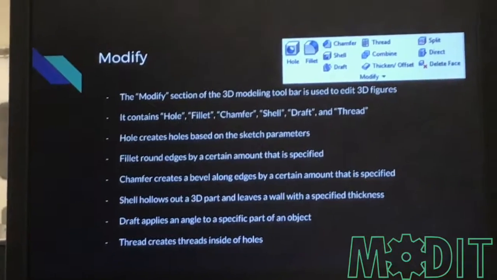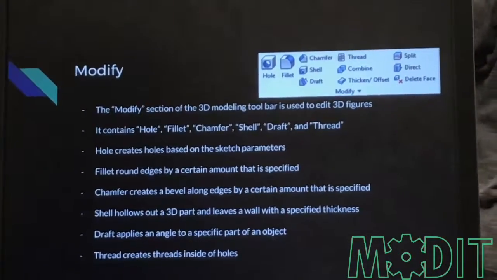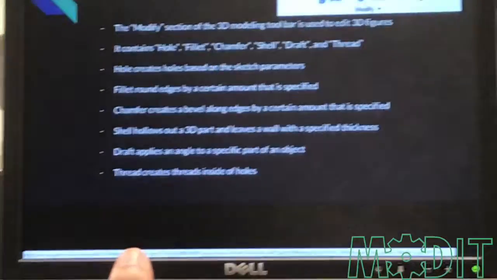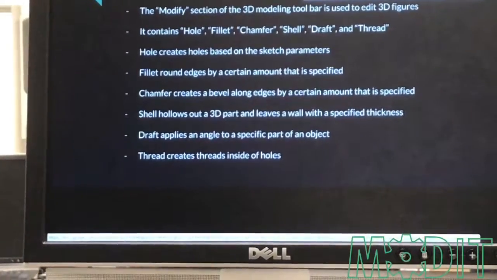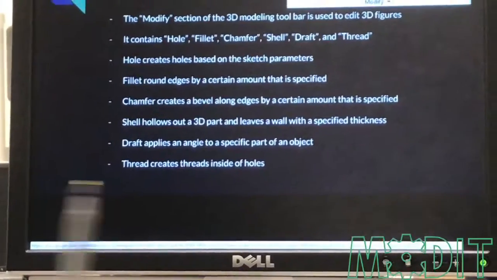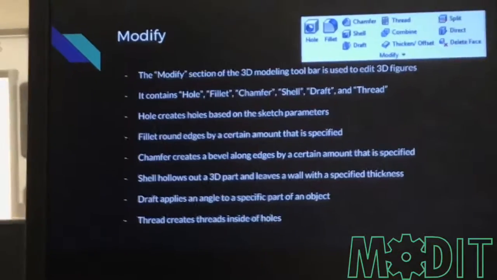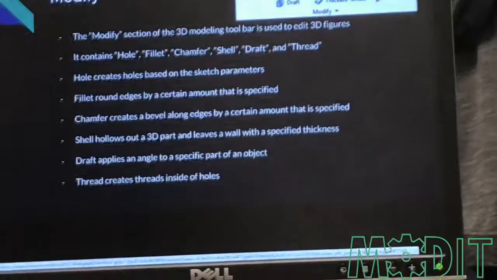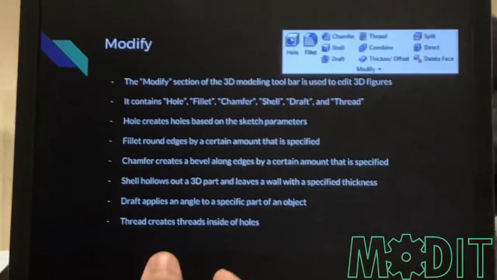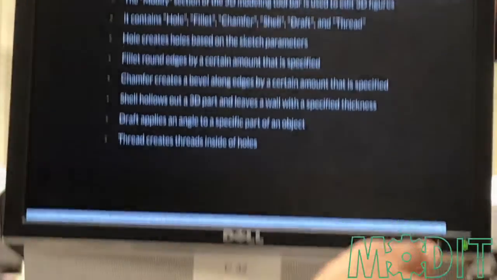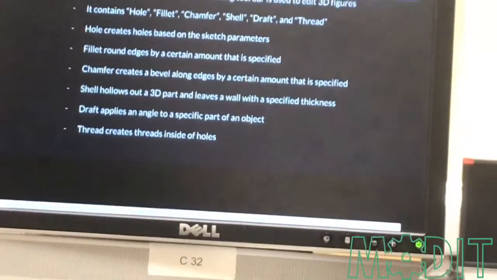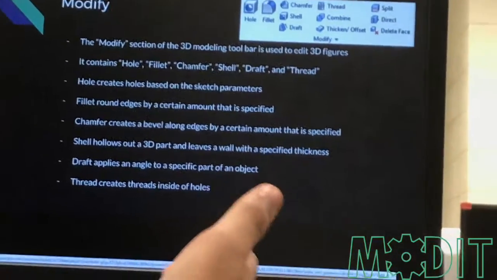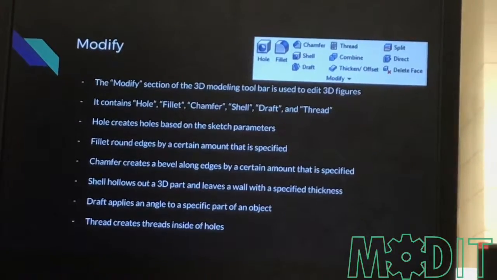Shell is really useful because, say you have a cube, what do you think shell does? It hollows out an object. It basically just hollows out an object and you get to decide the thickness of the wall. So it's really useful when you want to create a house. You create a rectangle, but you want to empty it out. You can just shell it. You can edit from the inside.